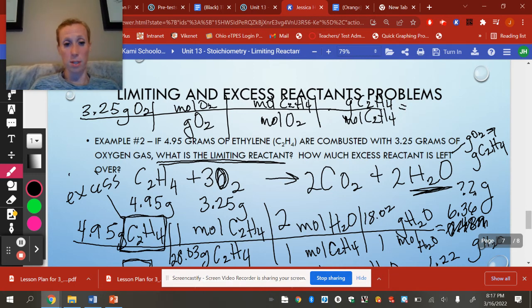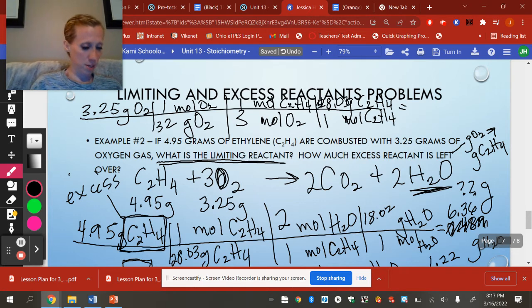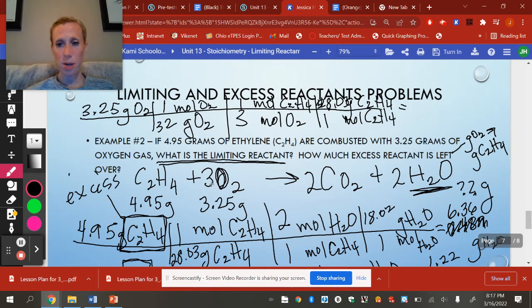All right, let's see if we can get the right answer now. We have a 1 here, a 3 here, 1, 1, and then we have 4.95, and 28.03, sorry, it's kind of a mess, and then 32. Of course, you know that's supposed to be 32.00. 3.25 divided by 32 divided by 3 times 28.03.